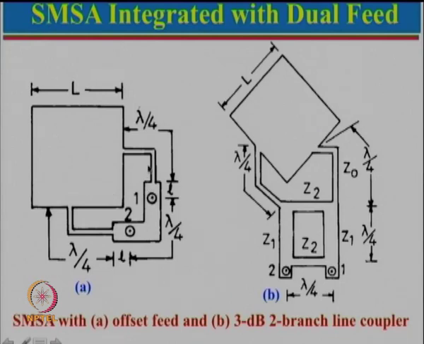What is the difference here? This part remains the same, and a lambda by 4 transformer is used here and a lambda by 4 transformer is used here. So, this is a high impedance, and that high impedance is transformed to 50 ohm here and 50 ohm here. Now, what we really have here is actually a 2 branch coupler. So, let me explain what a 2 branch coupler is.